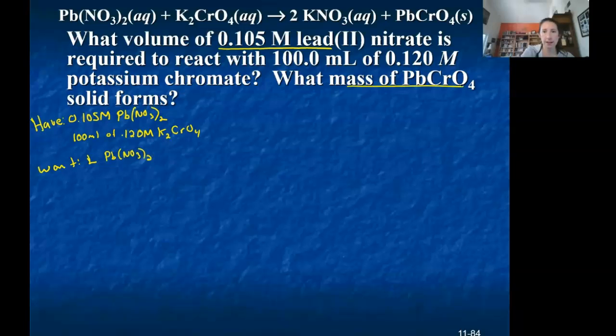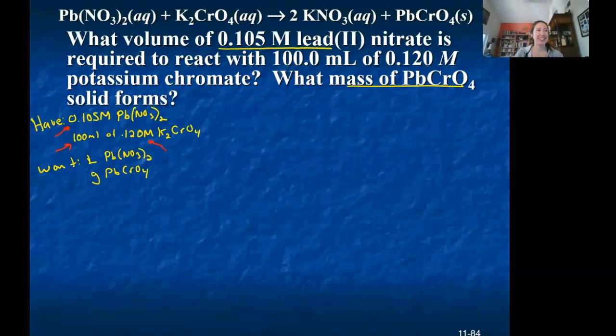And we want the mass of lead(II) chromate. So we have two things we have to do. Let's say you have no idea what to do. You're just like, I don't know. We have two choices, we have numbers here: 0.105 molar, 100 milliliters. We have to start with one of those numbers, or I guess we have three numbers, 0.12 molar.